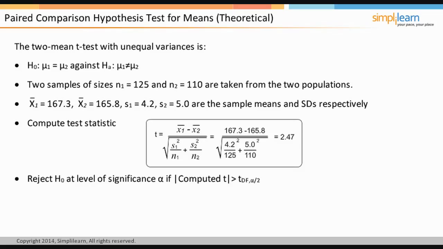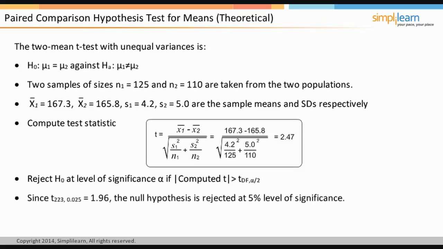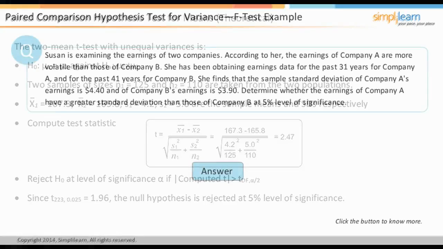Therefore, we're pooling the sample standard deviations in order to calculate t. The variances are weighted by the number of data points in each sample group. Since t(223, 0.025) equals 1.96, the null hypothesis is rejected at 5% level of significance. The test used here is known as the paired t-test and is considered a very powerful test. In the next screen, we will look into the example of the paired comparison hypothesis test for variance, the F-test.